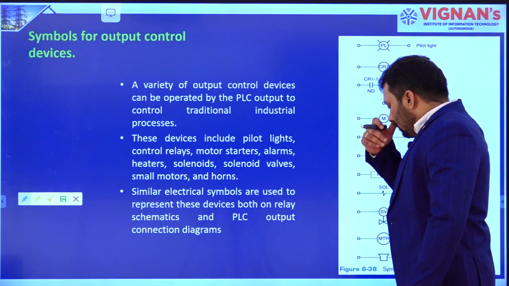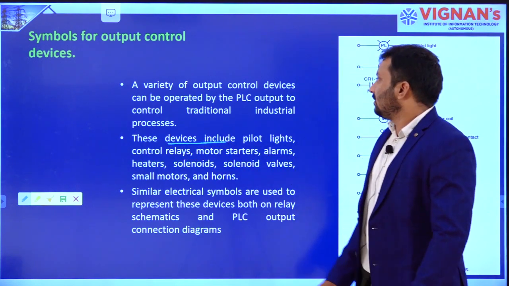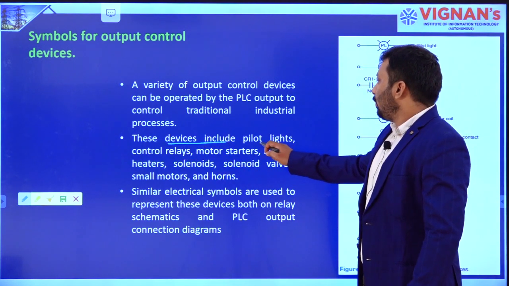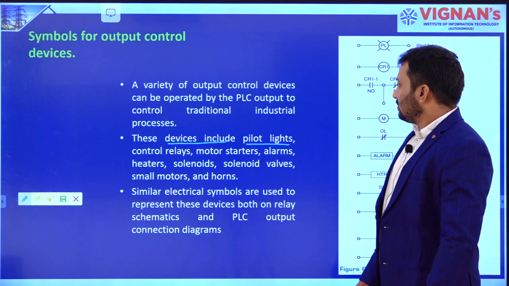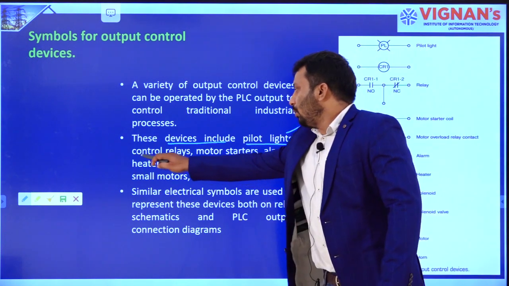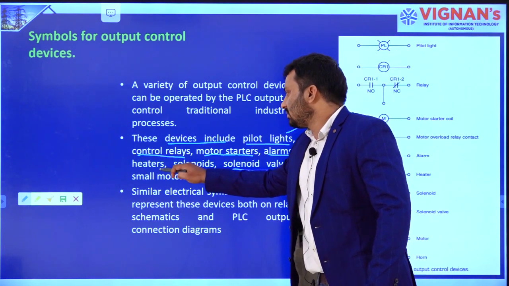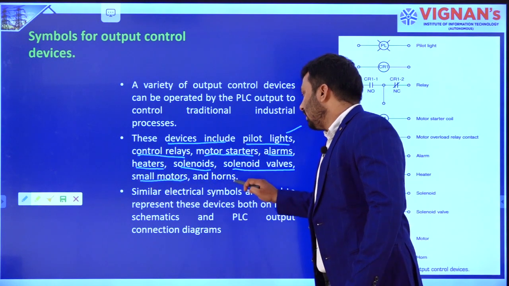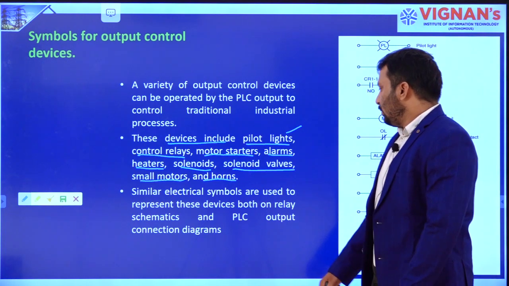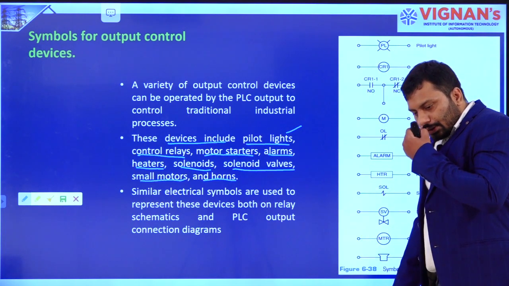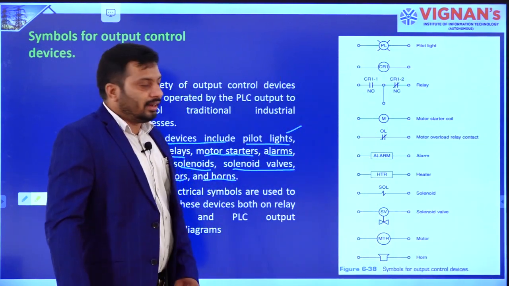Right. So previously also, many times I discussed what the output devices are. Traditionally in industry we have these output devices to control the process, right. Pilot lights, control relays, motor starters, alarms, solenoid valves, solenoid switches, heaters, small motors and horns, right. So many, right. These are all output devices. You can see the symbols of these output devices which are used in industries, right.